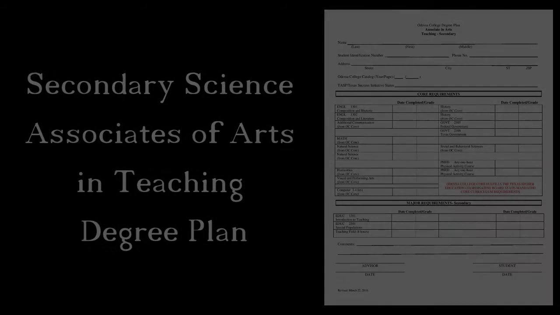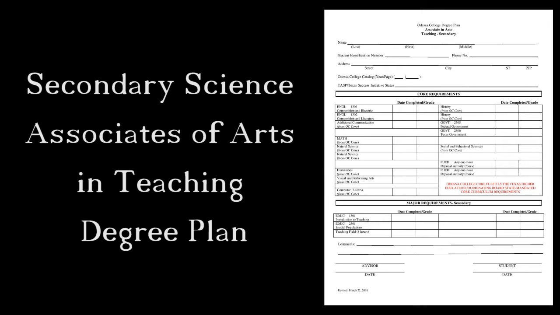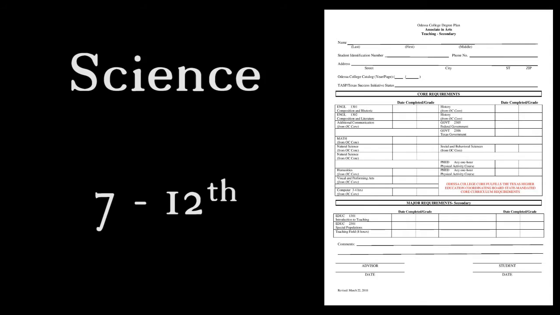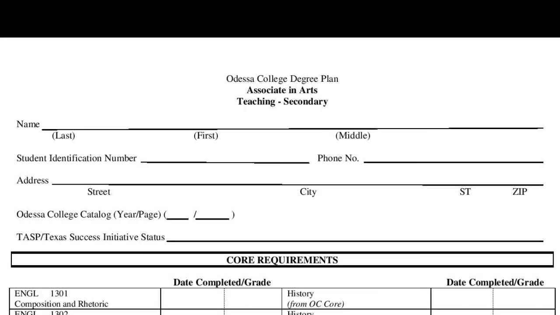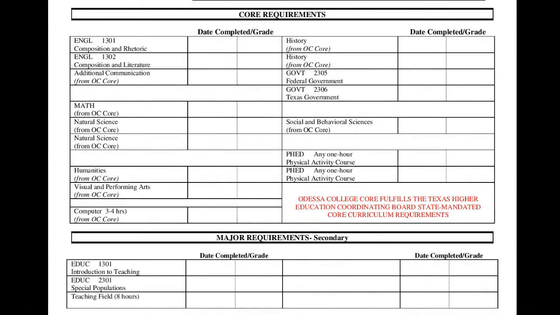Let us look at the Secondary Science Associates of Arts in Teaching degree plan. The Science Teaching Certification can be used to teach science 7th through 12th grade. At the top of the degree plan, you will notice information about yourself. When we personally meet, we will fill in this information together. Then you will notice there are two sections on the degree plan, the core requirements and the AAT major requirements.